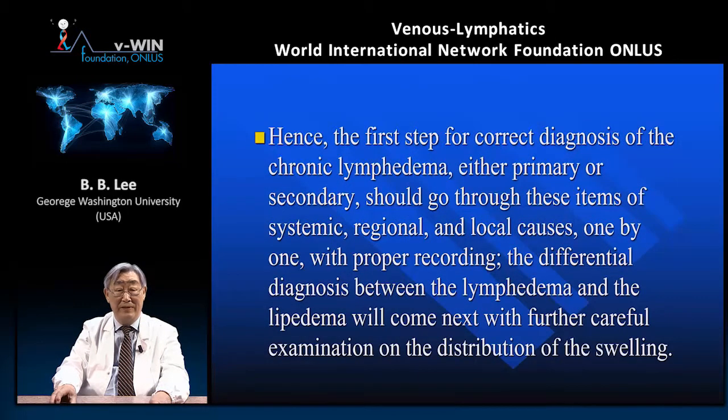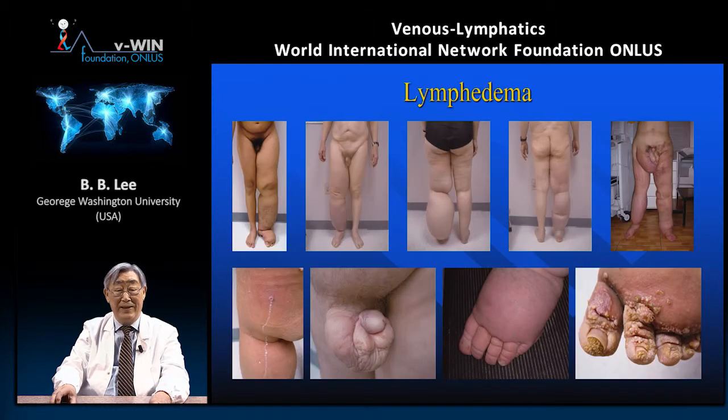Hence, the first step for correct diagnosis of chronic lymphedema, either primary or secondary, should go through these items of systemic, regional, and local causes one by one with proper recording. The differential diagnosis between lymphedema and lipedema will come next, with further careful examination of the distribution of the swelling. Indeed, these are many different cases of lymphedema, either primary or secondary as well.